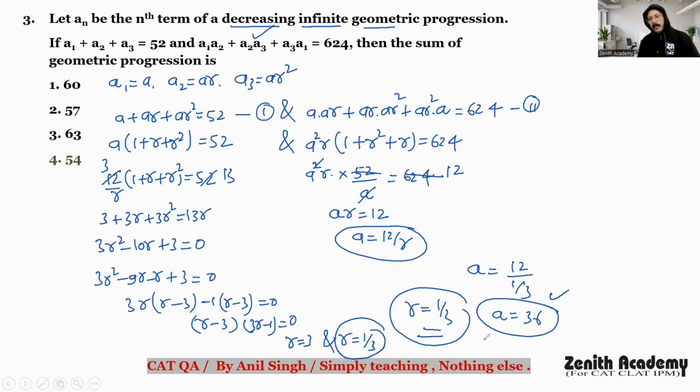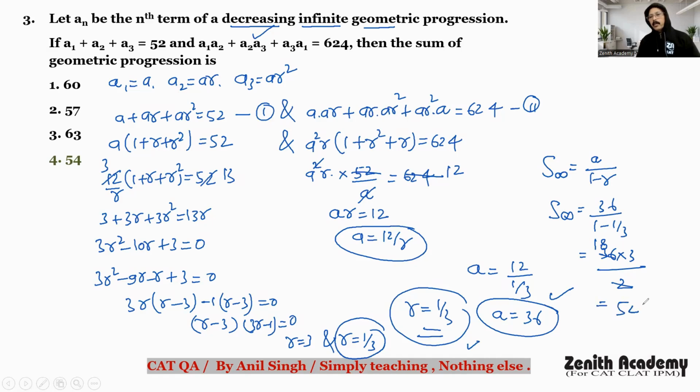So now we have A, we have R. And here the formula for infinite series, we know A upon 1 minus R. So this is going to be 36 upon 1 minus 1 by 3, means 36 into 3 by 2, 18 3s are 54. This is our answer. So it's a simple question based on formula.